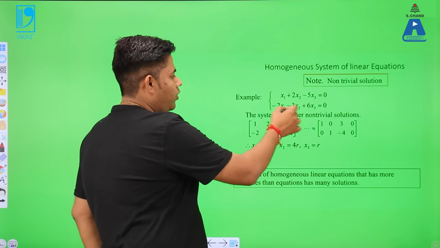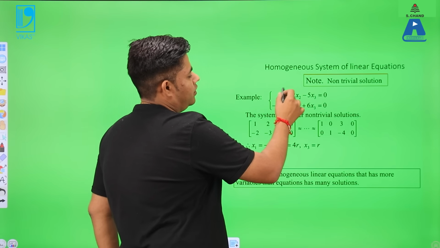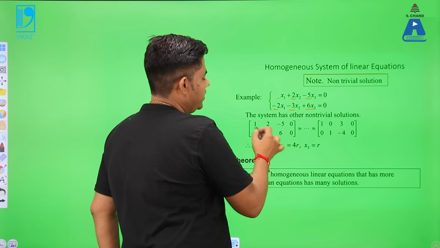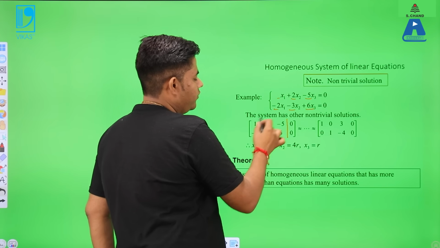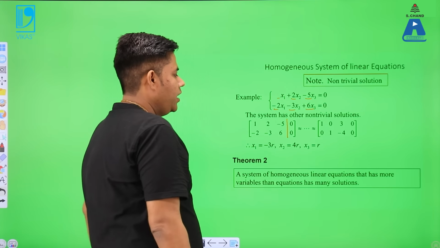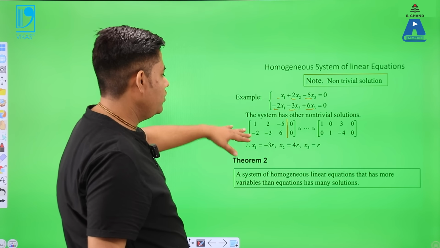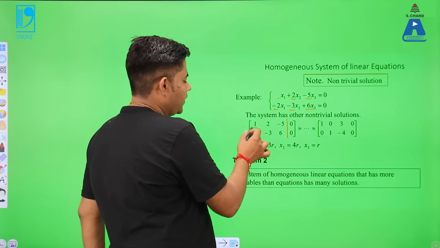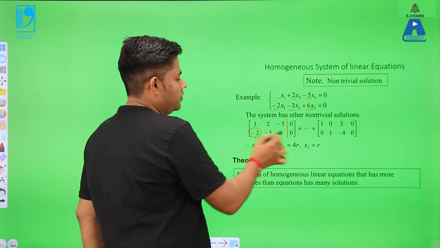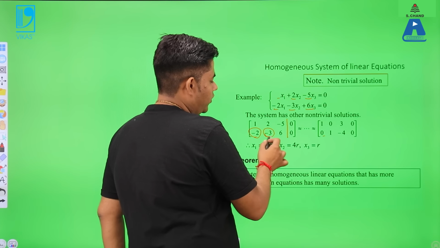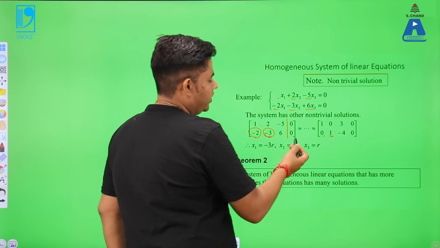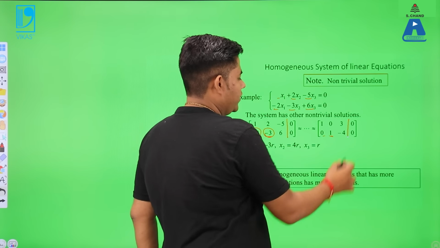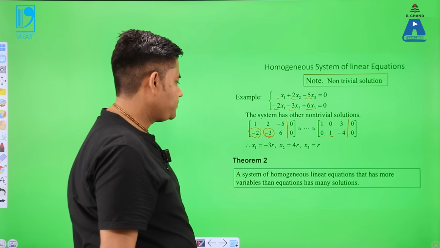That means we have to augment that coefficient matrix, which is 1, 2 and minus 5, minus 2, minus 3 and 6 with zeros. So I have augmented this matrix with zeros and applied the row operations, which is R2 changes to R2 plus 2R1, that becomes 0. This would automatically be changed by applying that row operation. So finally you will get this augmented matrix, or finally you will get the reduced matrix.